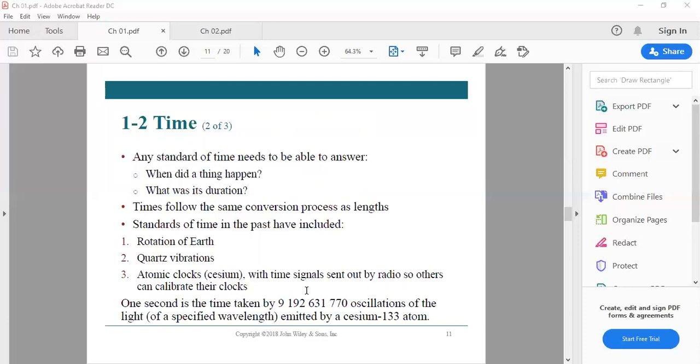1 second is the time taken by 9,192,631,770 oscillations of the light of a specified wavelength emitted by a cesium-133 atom. I'll bet you didn't know that.